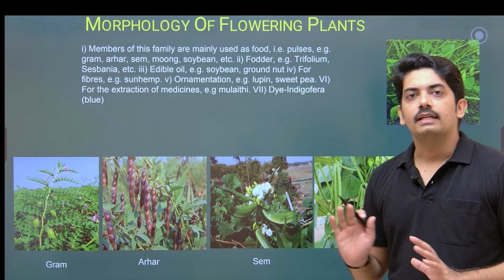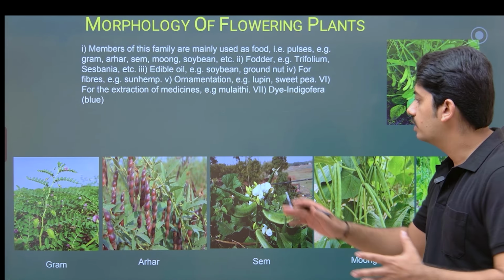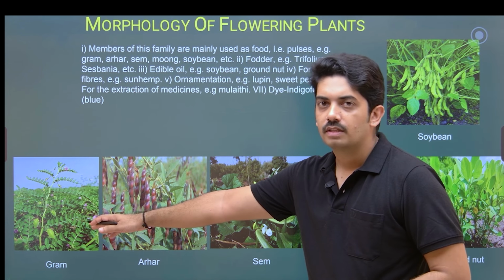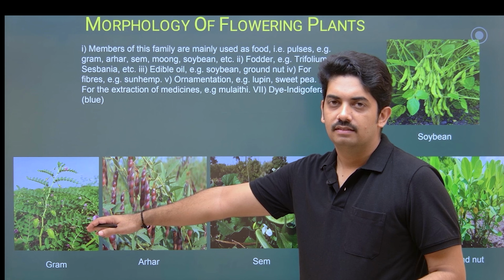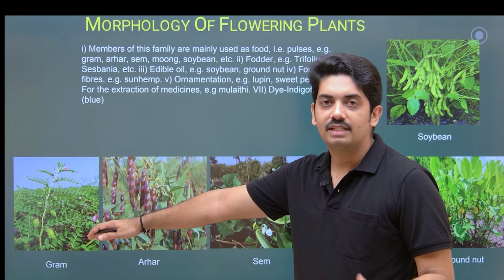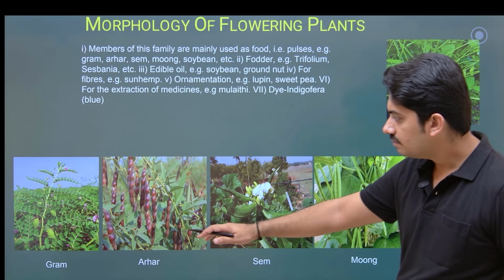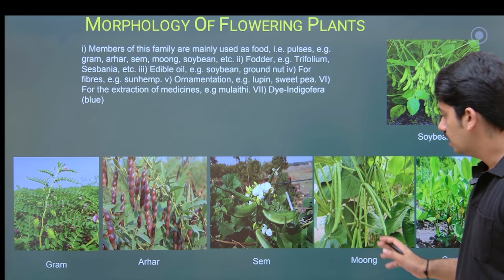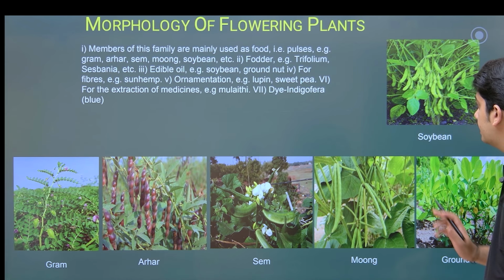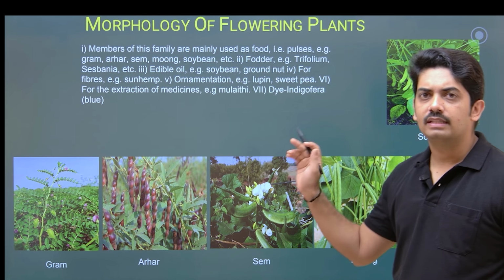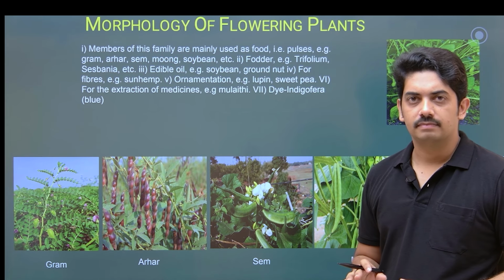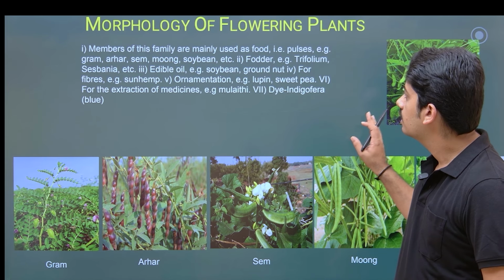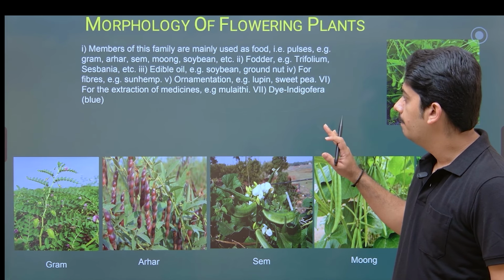Now these are the economic importance. Just look at all these plants and the flowers. So this is gram, what we call chana, we use it in chana masala. Then arhar, and this is sem, here moong and groundnut, soya bean, all these are edible, right? So they can be used as grams. Millets, like that.